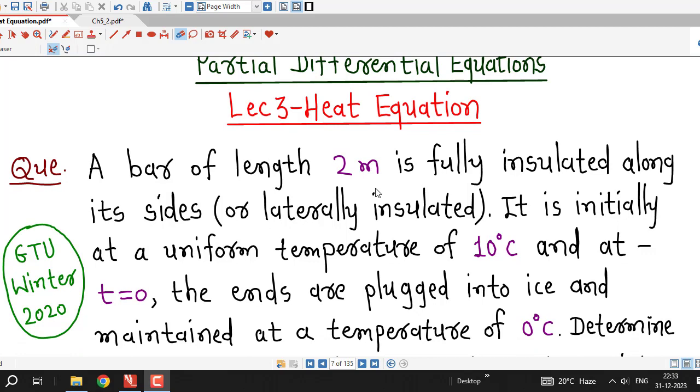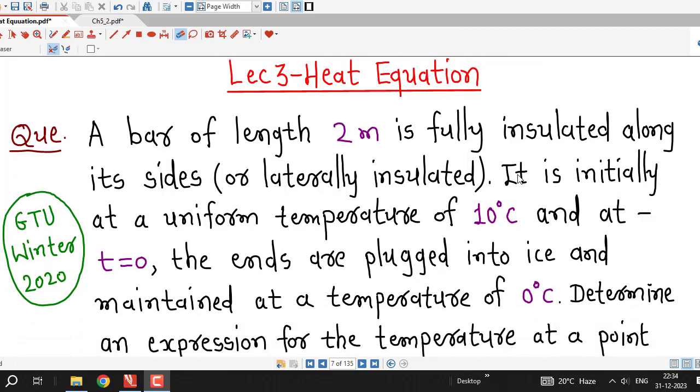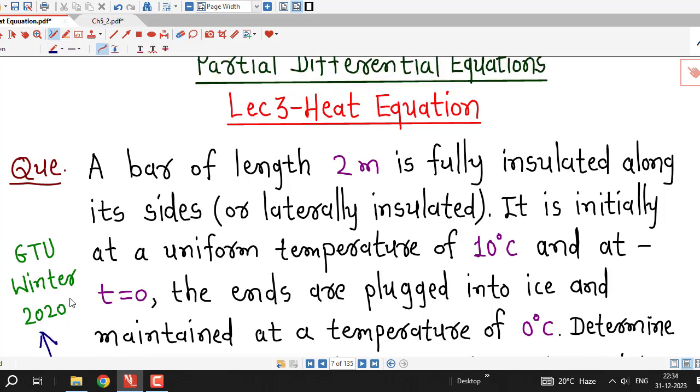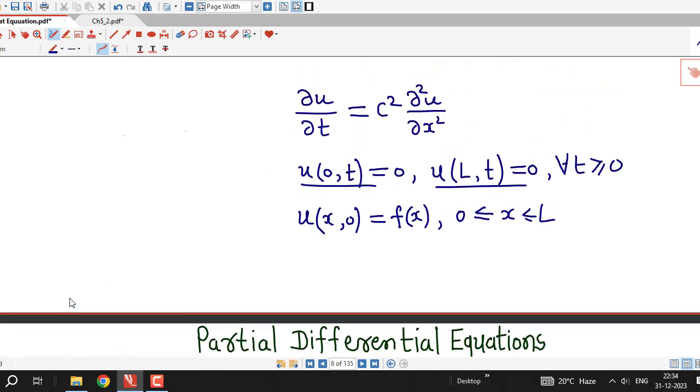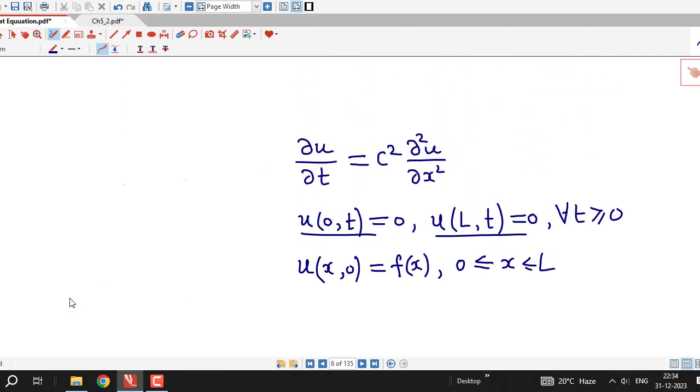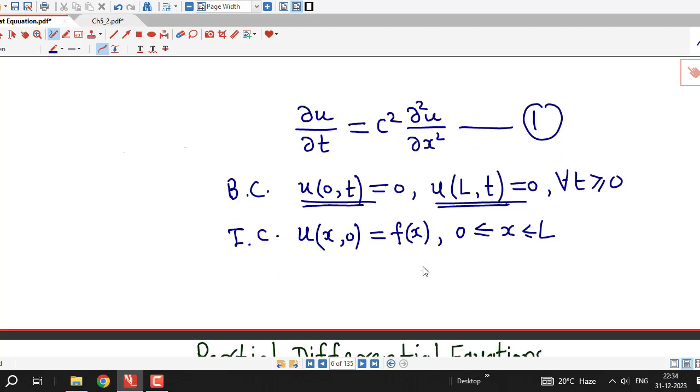In this lecture, we are going to discuss one question on heat equation which was asked in the GTU Winter 2020 exam. Before solving this problem, we just recall what we discussed in lecture number 2 on heat equation. We have seen that the solution of the heat equation satisfying the boundary conditions that temperature is 0 at both the endpoints of the given bar and initial condition u(x,0) equal to f(x).